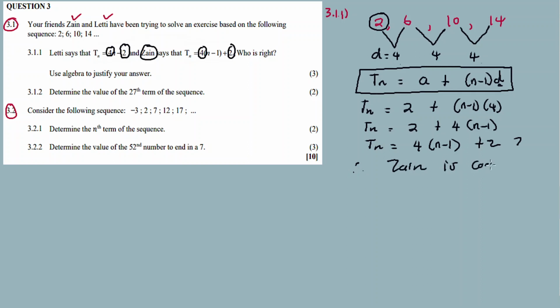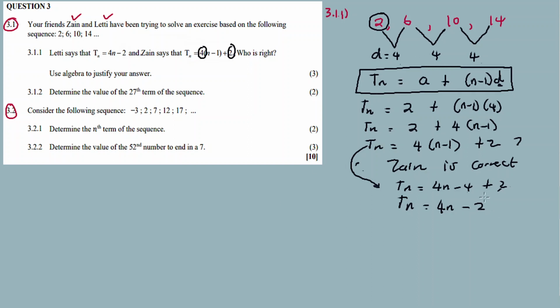Now, conclusion again: Zane is correct, but let's continue, because you can see Leti simplified her nth term further. So we say Tn, she might be right, but let's check. 4n minus 4 plus 2, right? Tn is equal to 4n, and then the answer is minus 2. Wow.